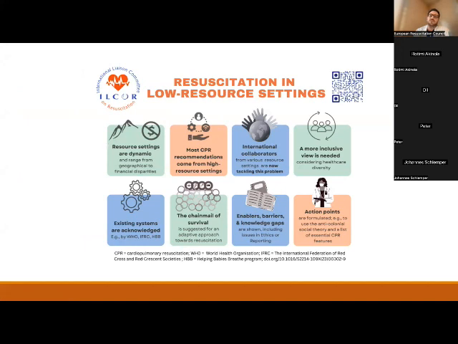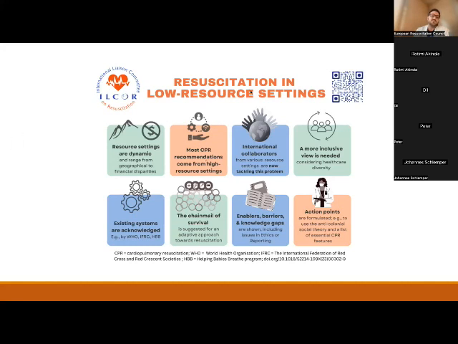This ranges from money problems, funding problems, all the way to geographical issues. Then we also addressed the issue that most CPR recommendations as of today are written for high resource settings, and are probably mostly applicable to high resource settings.